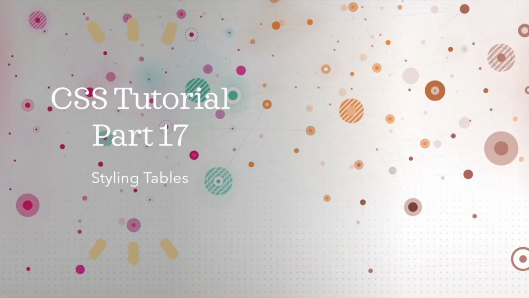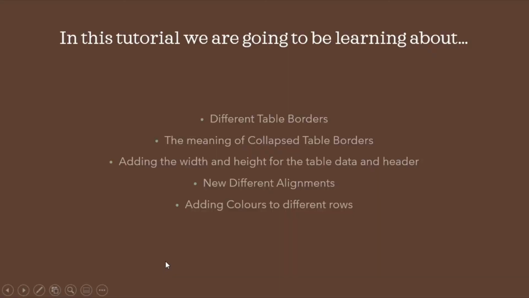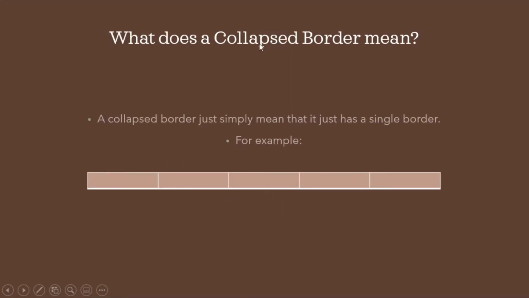We're going to be learning about styling tables. In this tutorial, we're also going to be learning about different table borders, the meaning of collapsed table borders, adding the width and height for the table data and header, different alignments, and adding colors to different rows. So what does a collapsed border mean? A collapsed border just simply means that it has a single border, and the example is right here, so it's technically just one line right here, and that's what it simply means.